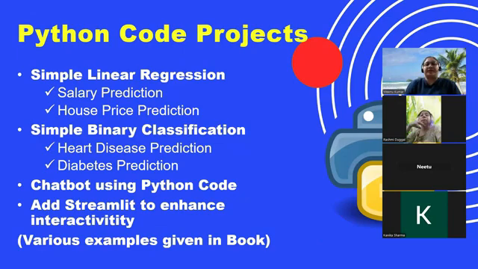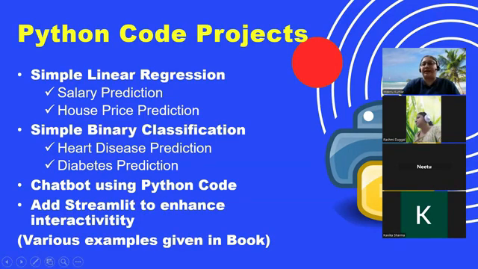You can create a simple linear regression model. In that, you have the salary prediction, house price prediction. As I said, all the data sets are available in Kaggle, and there are various examples given in the book also. Then you have the simple binary classification. In that you have the heart disease prediction, the diabetes prediction, and the chatbot you can create using Python code.